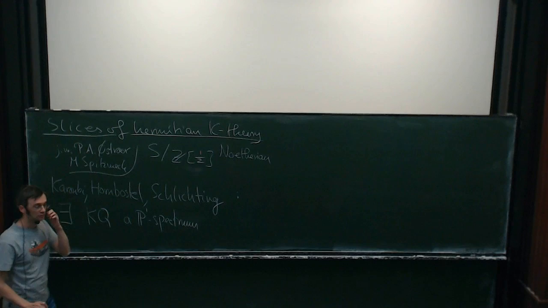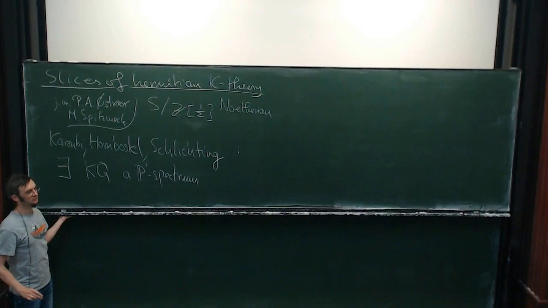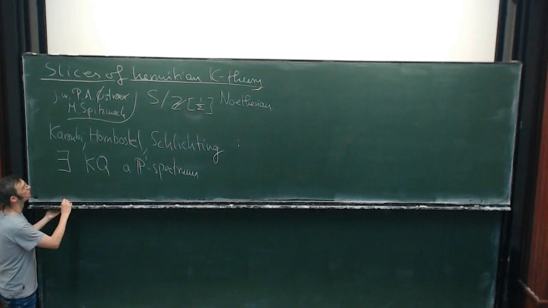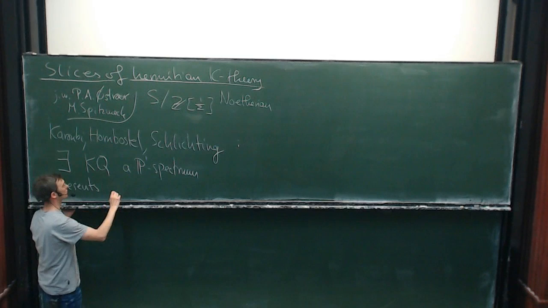And this P1 spectrum represents Hermitian K-theory, and you all had the chance to hear 3 lectures about it, the lectures that Marco gave. So this here represents Hermitian K-theory, and this is also known as higher Grothendieck-Witt groups.